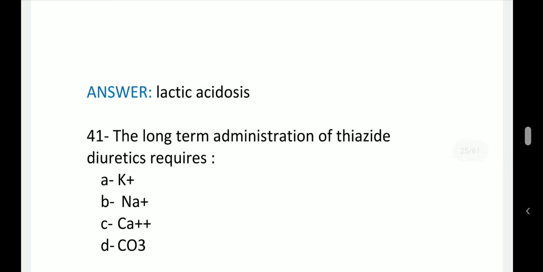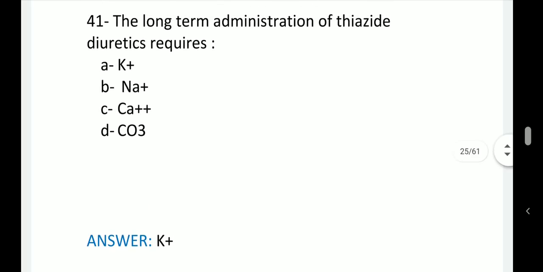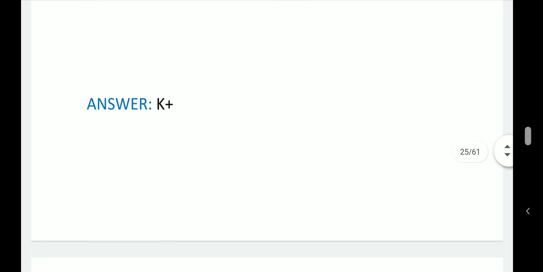Question number 41. The long-term administration of thiazide diuretics requires option A, potassium, option B, sodium, option C, calcium, option D, CO3. Answer is option A, potassium.